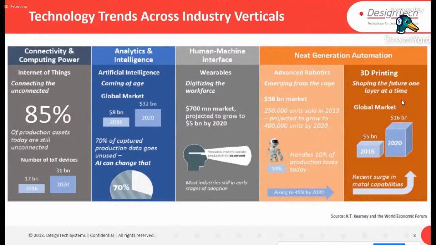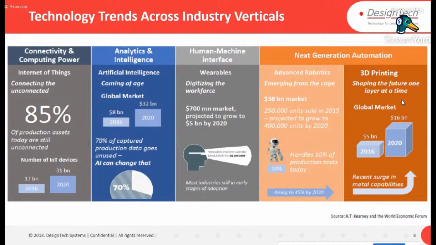Then comes the aspects of human-machine interface, which is wearable devices. A lot of us also have smart watches which we wear. It could be any smart watch which you're wearing. That's a wearable device, and the screen with which you interface is called the human-machine interface. And as we move from Industry 3.0 to Industry 4.0, we're getting into the next generation of automation.